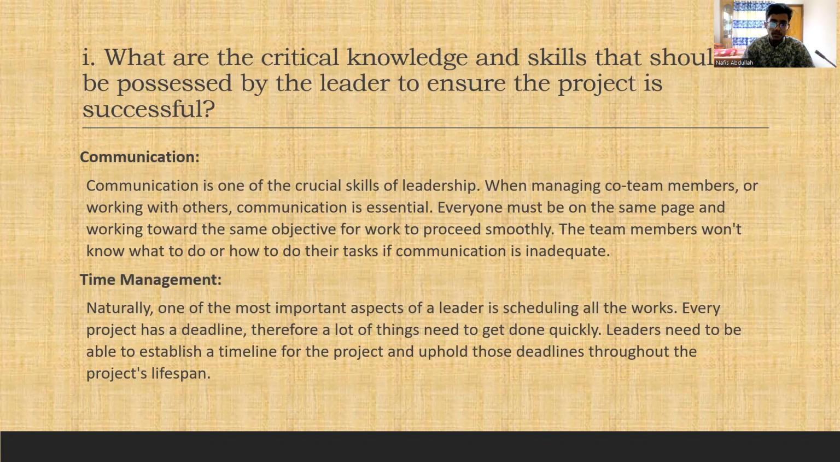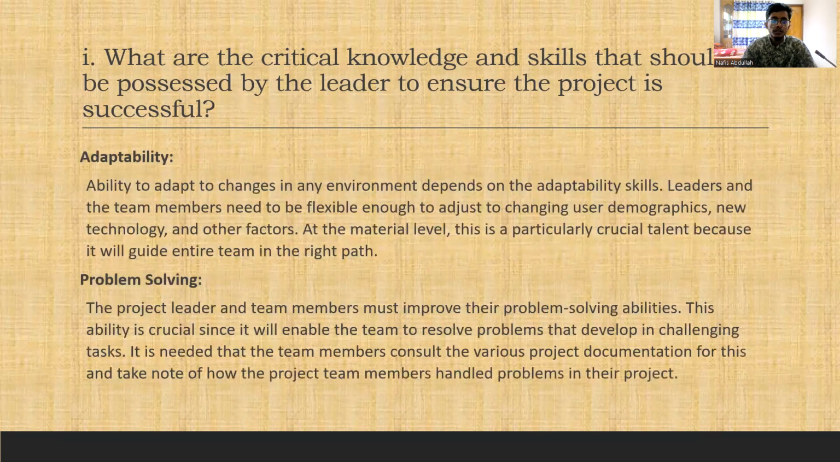Next is time management. Naturally, one of the most important aspects of a leader is scheduling all the works. Every project has a deadline. Therefore, a lot of things need to get done quickly. Leaders need to be able to establish a timeline for the project and uphold those deadlines throughout the project's lifespan.